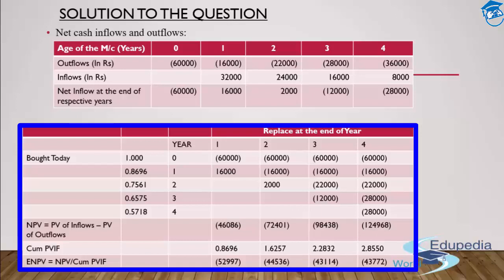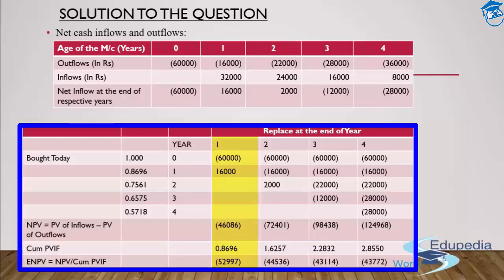If I talk about year 1, it's going to be a cash outflow of 60,000 rupees, and again I'll be able to get a net inflow of 16,000, which was provided in the above table as 32,000 minus 16,000, which is 16,000. So in year 1, 60,000 rupees is my cash outflow and I'll receive a net inflow of 16,000.